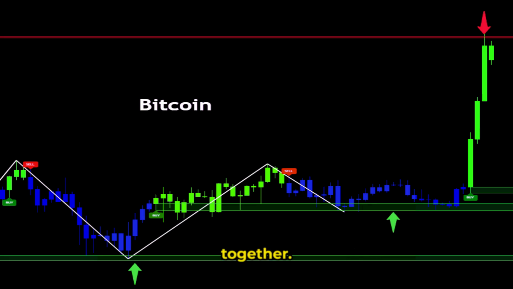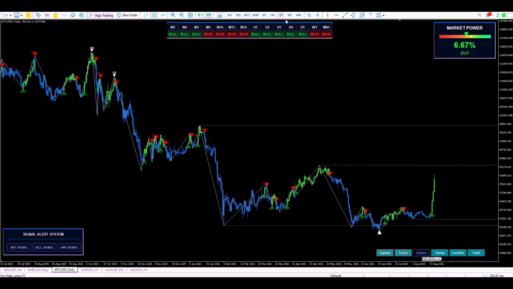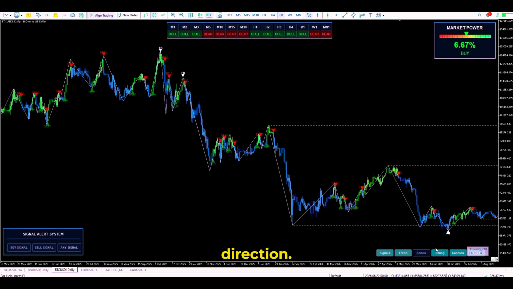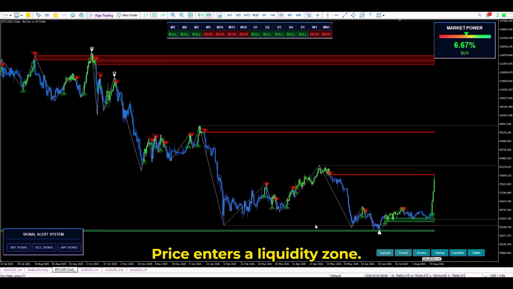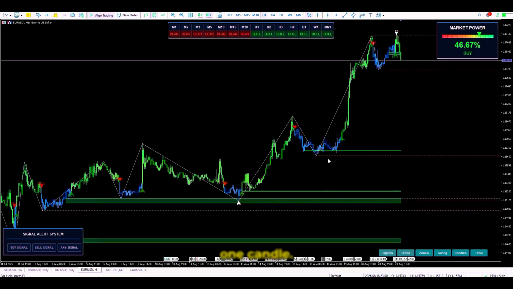Now imagine putting everything together. You have the market trend. You have the higher time frame direction. You have an important swing level. Price enters a liquidity zone. Then price breaks the level, but fails to continue. Fake breakout. Now you're not looking at just one candle. You're looking at the entire story of price around that area.